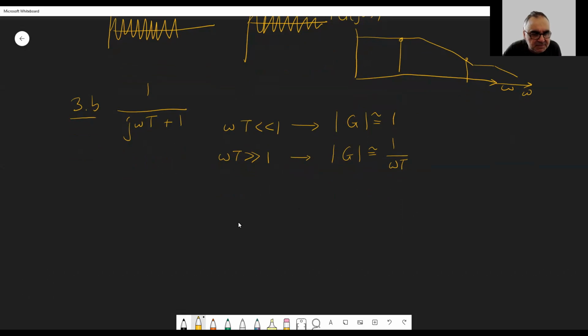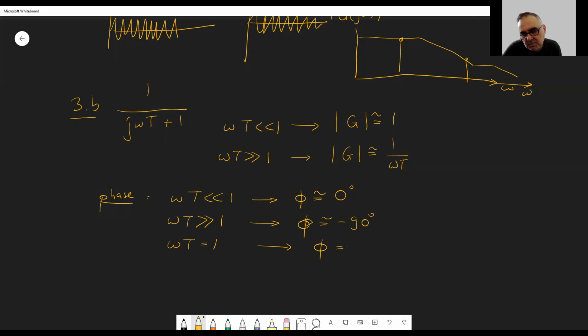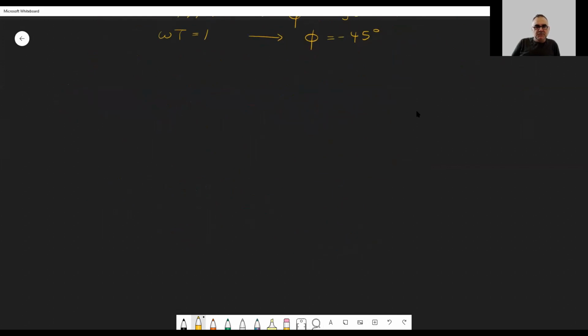And for the phase, for small frequencies, omega t much less than 1, phi is equal to 0 degrees. When omega t is much greater than 1, phi is equal to minus 90 degrees. And when omega t is 1, phi is minus 45 degrees. So the plots are going to be as follows.